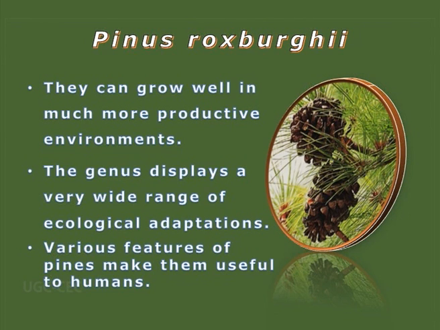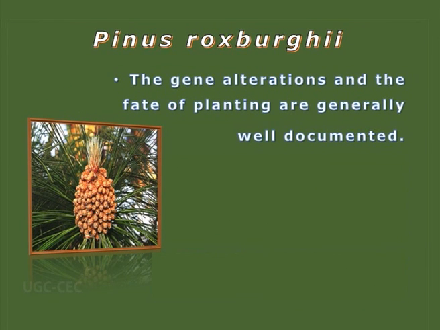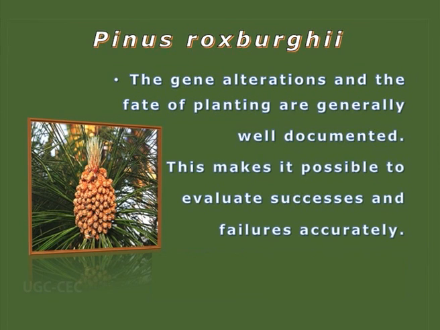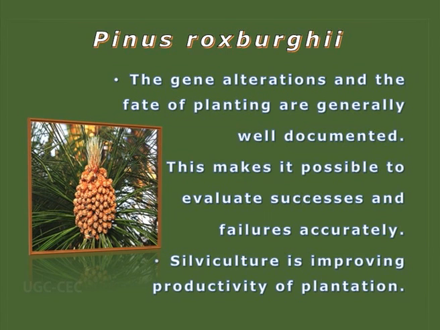for the human system. The gene alterations and the fate of planting are generally very well documented, means information is known to us. That's why studying with this system is quite easier. It helps us to understand the success and failure of the experiment very nicely, because we have an enriched database, and silviculture is improving productivity of plantation.